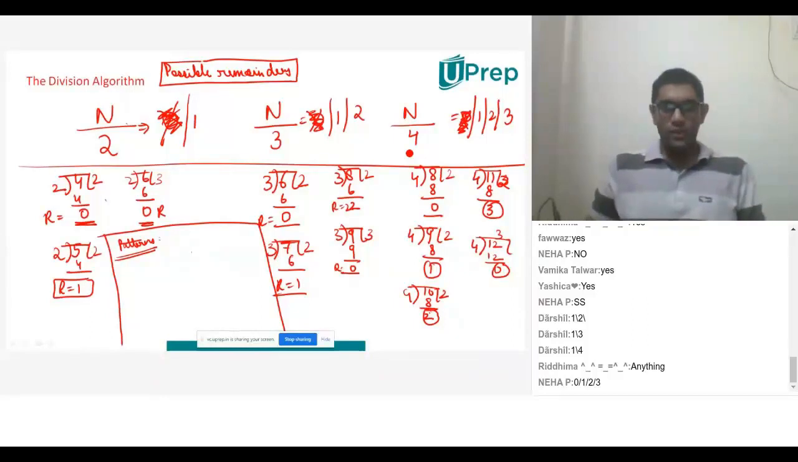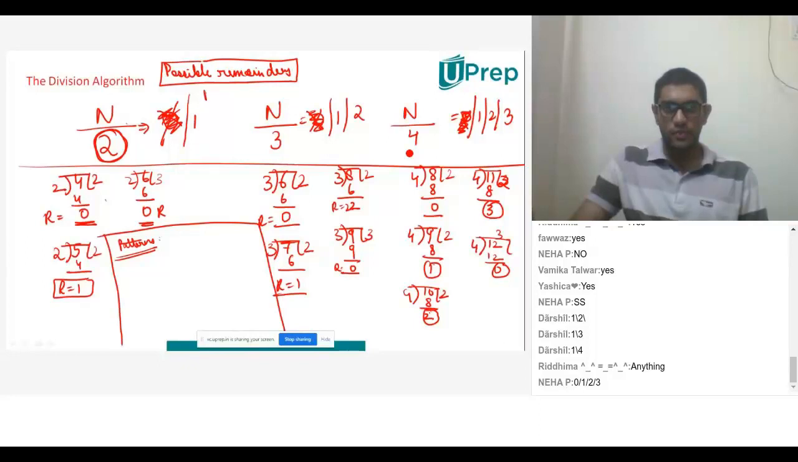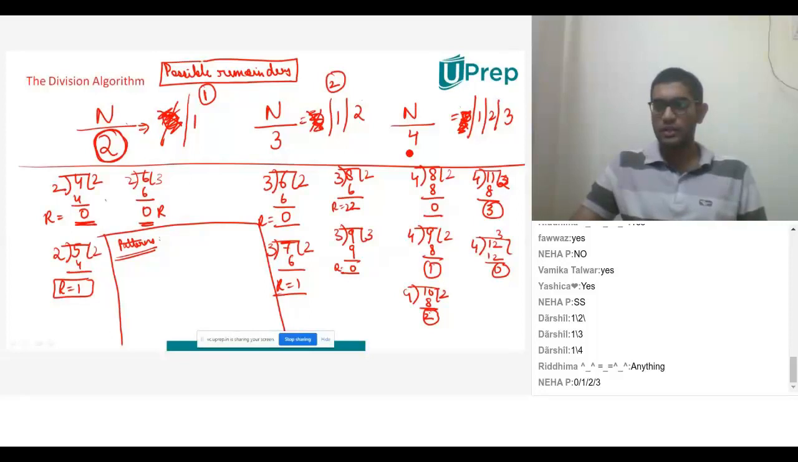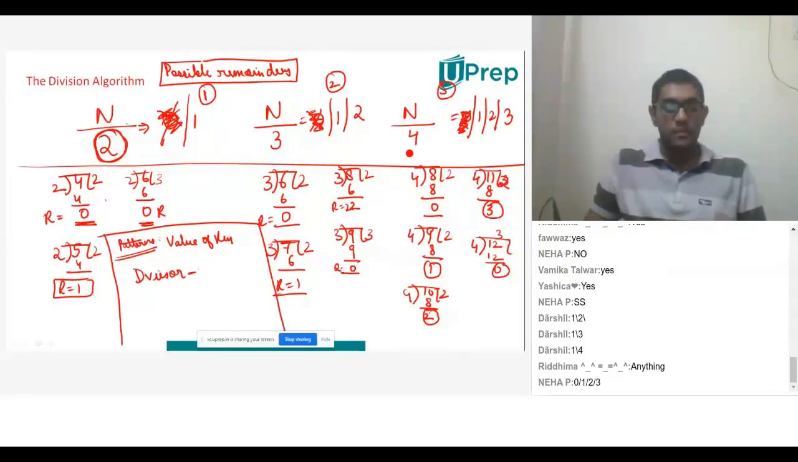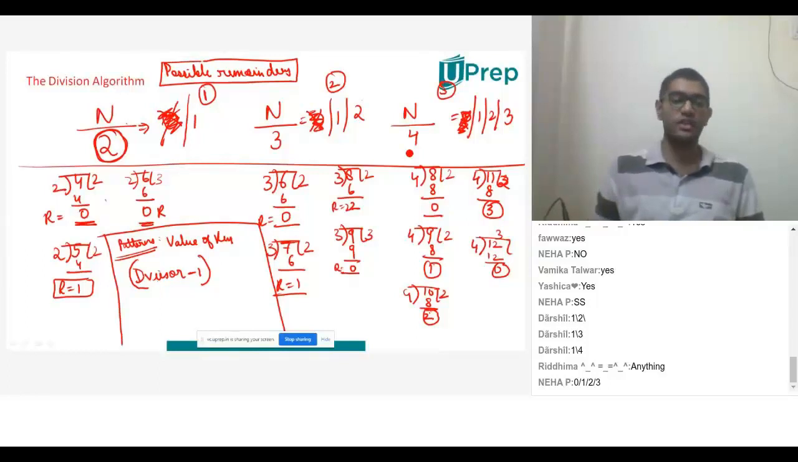Listen, whenever we divide a number, 2 is basically a divisor. How many remainders did we get over here, guys? 1 remainder. How many remainders did we get in this case? We got 2 remainders, 1 and 2. How many did we get in this case? We got 3. Basically, the value of the remainders is what I'm concerned about. The maximum value of a remainder is always 1 less than the divisor.